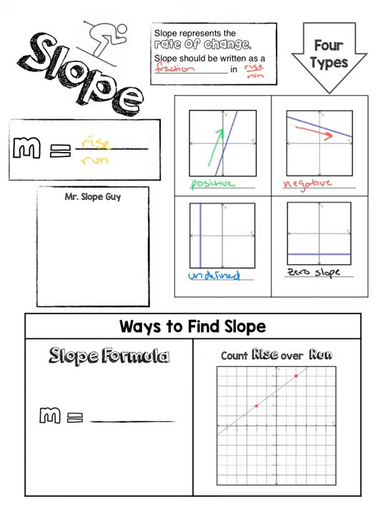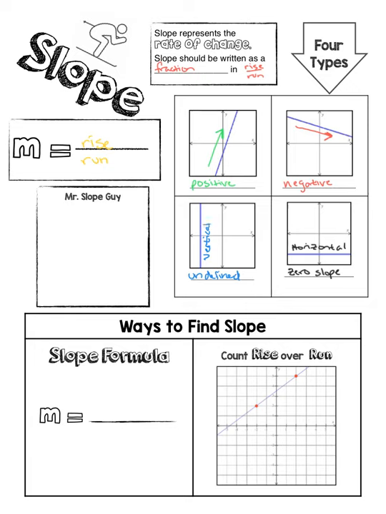And then you have the zero slope. If you notice, it's a flat line. It is a horizontal line. And this is a vertical line.